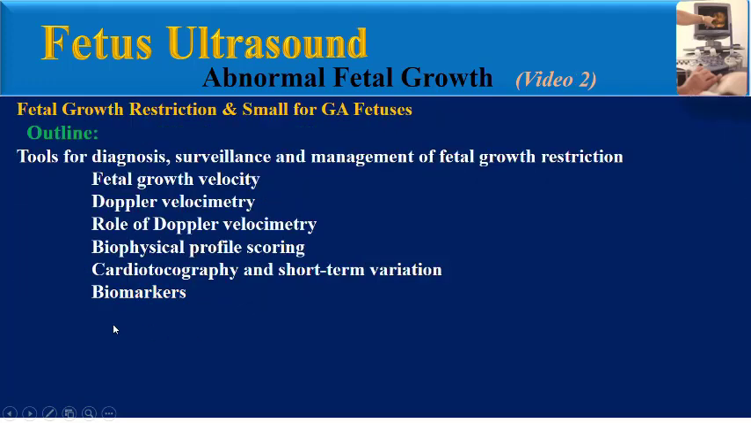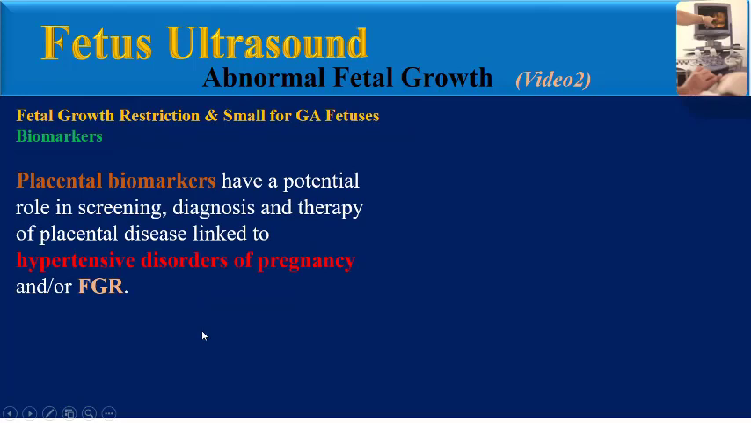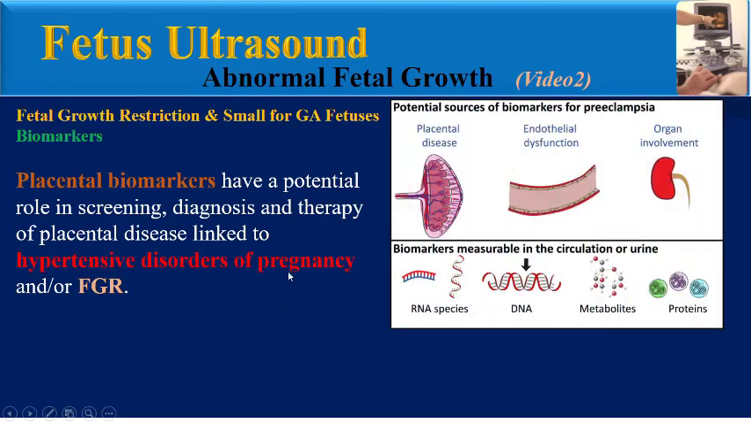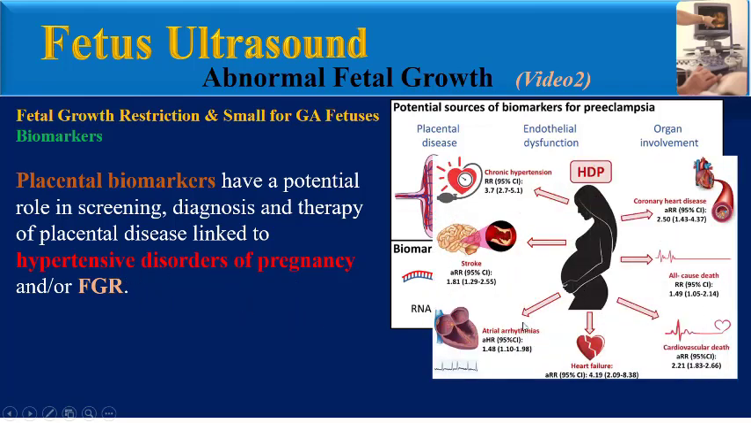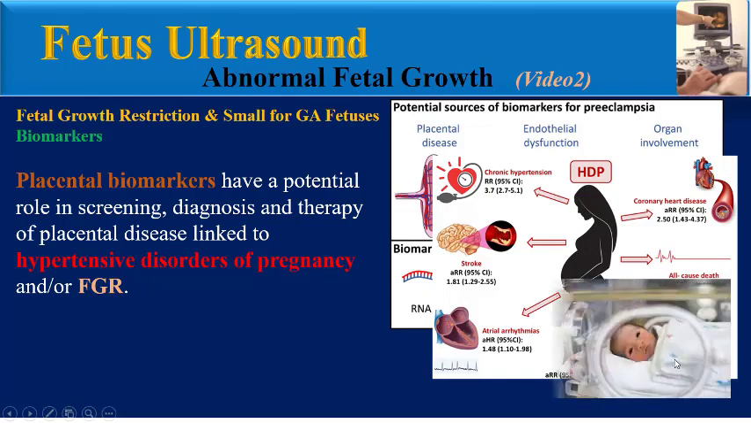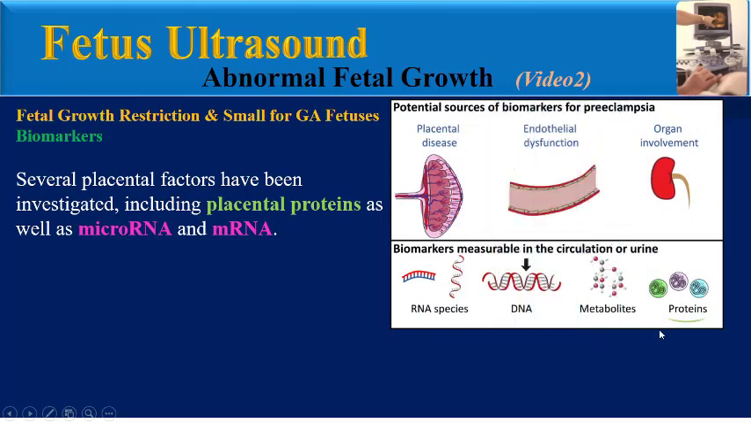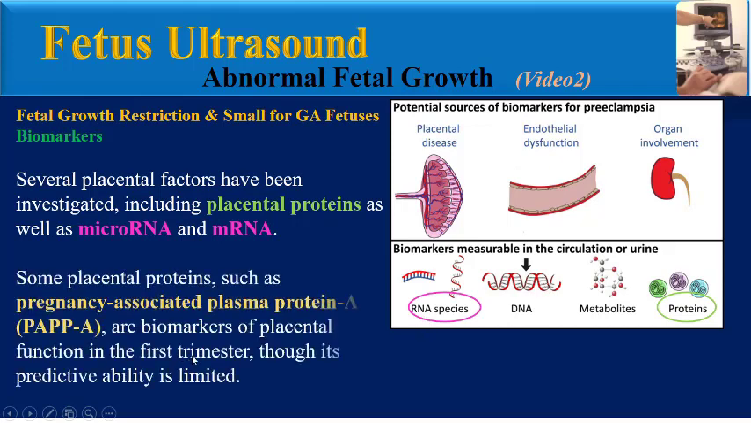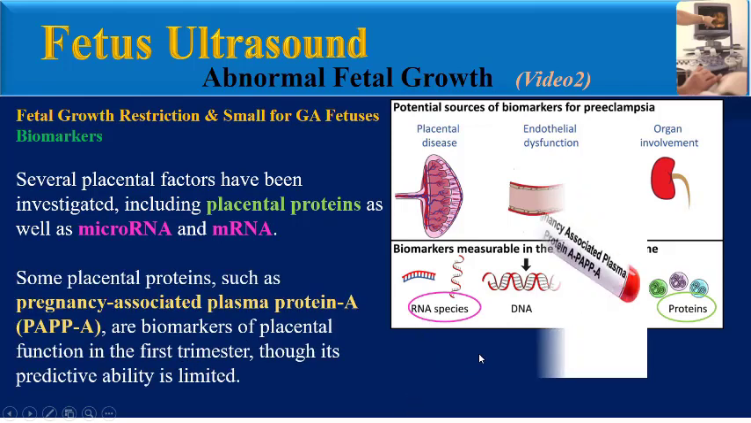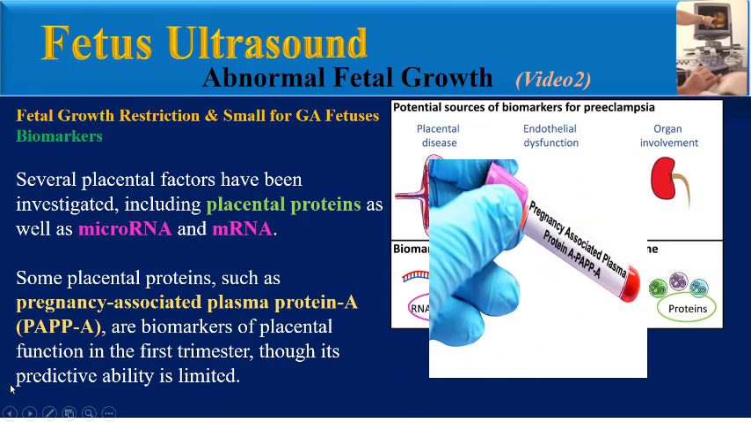And the last section is biomarkers. Placental biomarkers have a potential role in screening, diagnosis, and therapy of placental disease linked to hypertensive disorders of pregnancy and/or FGR. Several placental factors have been investigated, including placental proteins as well as microRNA or mRNA. Some placental proteins, such as pregnancy-associated plasma protein A or PAPP-A, are biomarkers of placental function in the first trimester, though its predictive ability is limited.